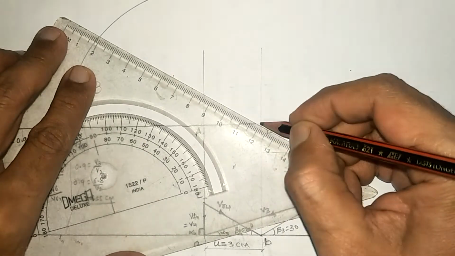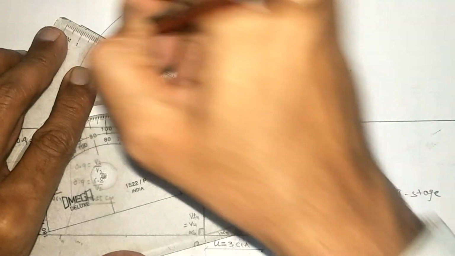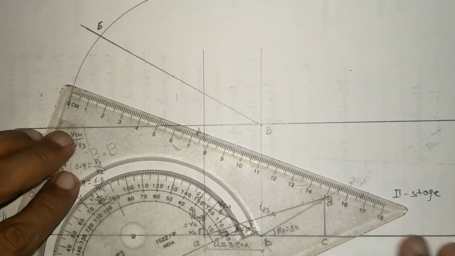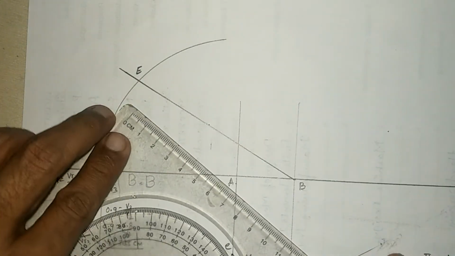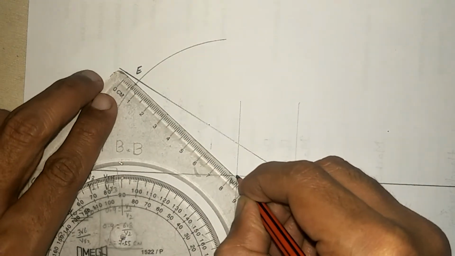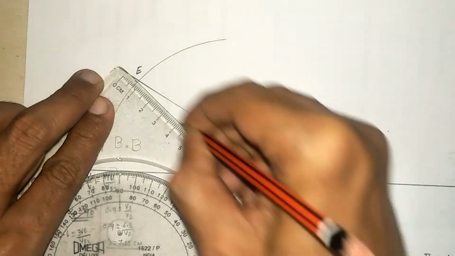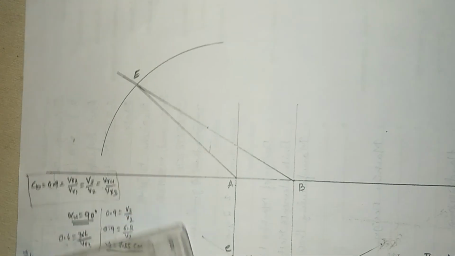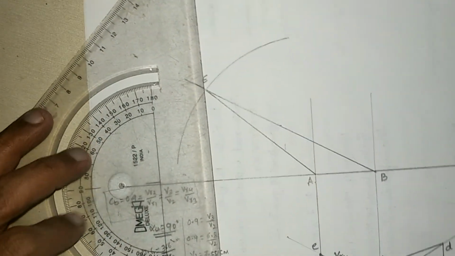The beta 1 line is going to cut this arc. This point is capital E. Also join AE. So we have obtained a point E here. From that point again draw a vertical line downward, so we are going to get the length, that is point F here.